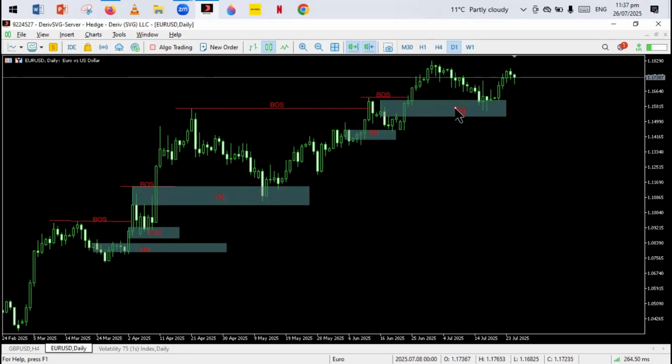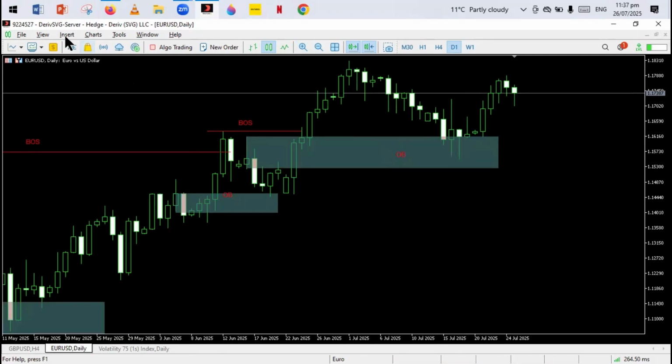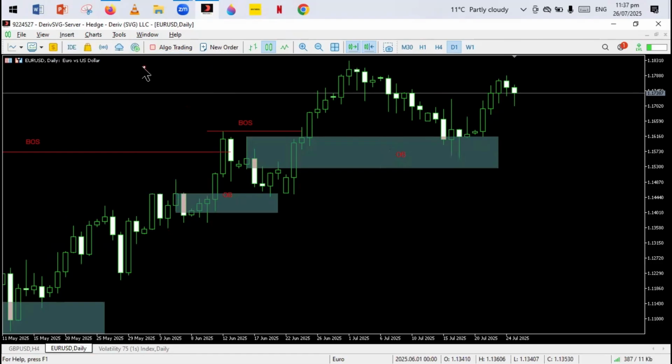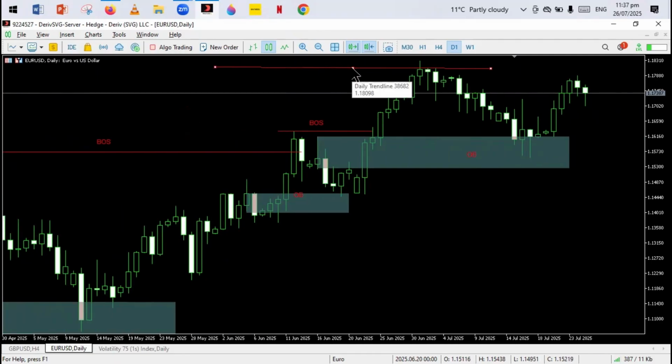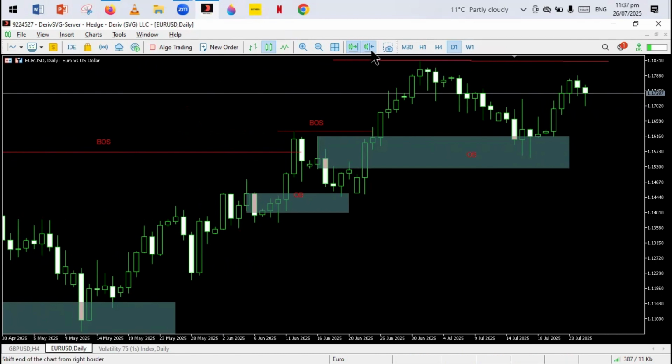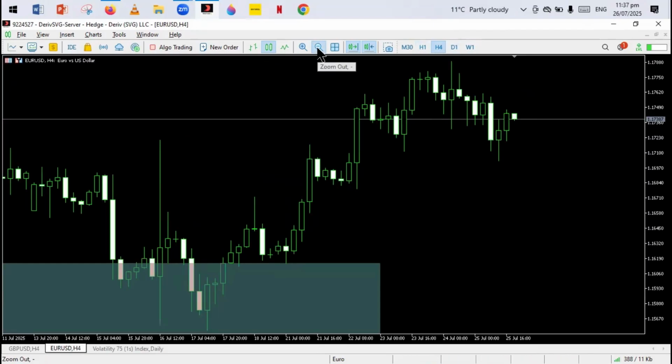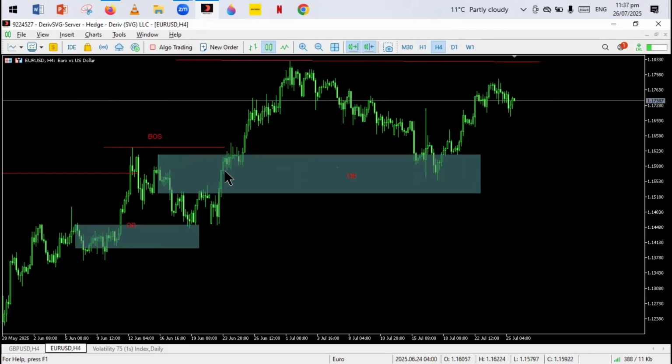So for Euro USD, it's currently in an uptrend as we are breaking structures to the upside. So the next move we can expect is for price to go and break that high, and then that one will be a break of structure to the upside. So that is how easy the strategy is. It's very easy, as it will always give you sniper entries.